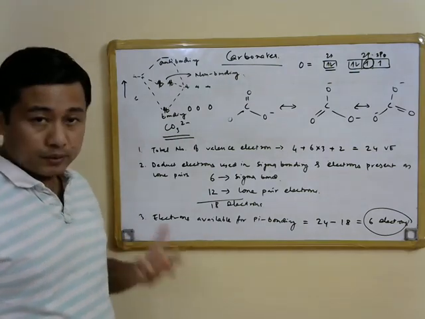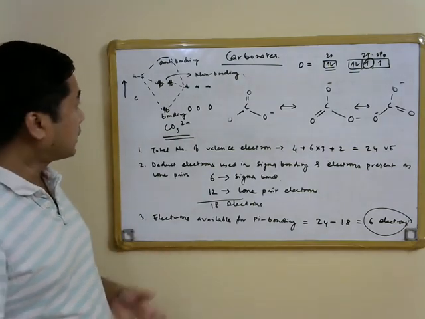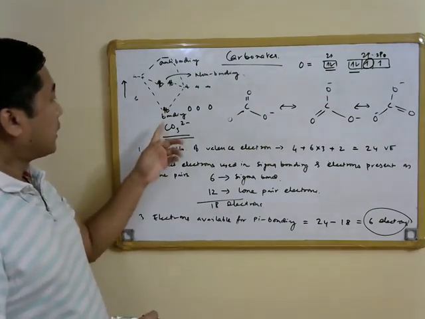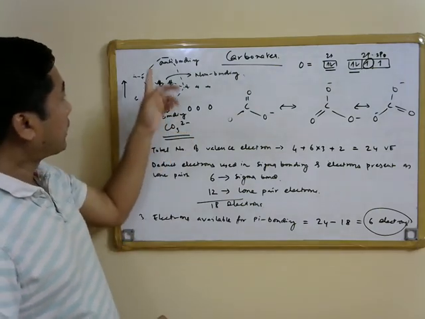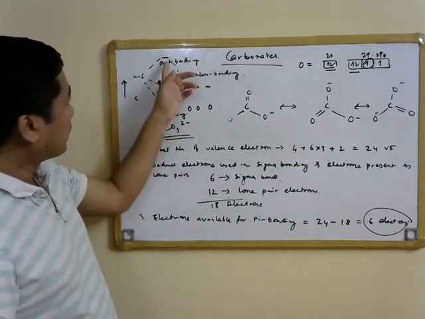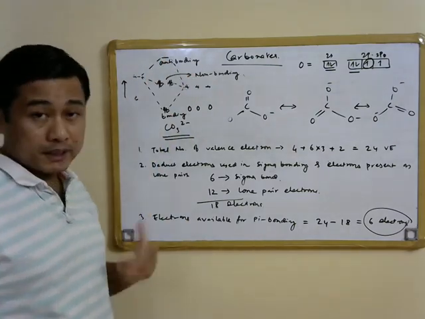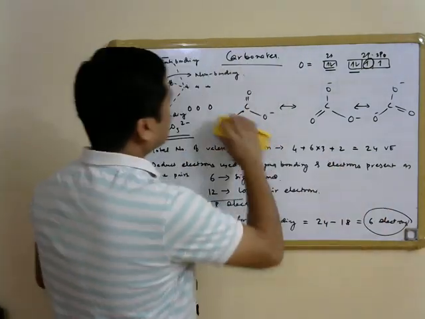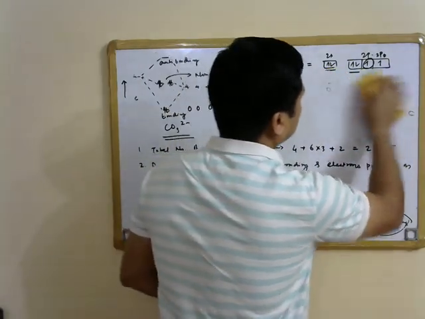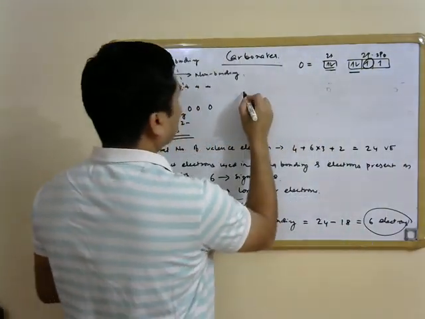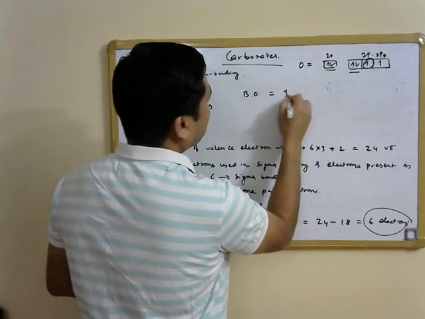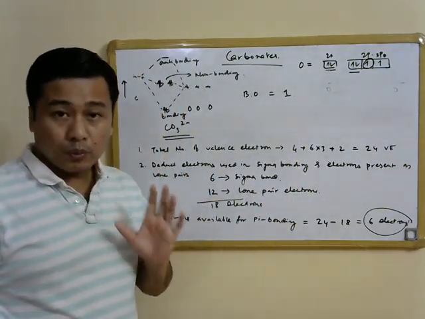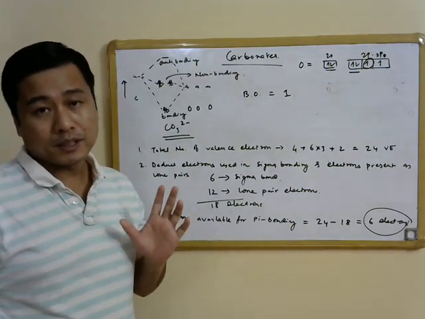So now we can calculate the bond order in the carbonate ion. When we calculate the bond order, we deduct the electrons present in the anti-bonding molecular orbitals from the number of electrons present in the bonding molecular orbitals, and we divide it by 2. So the bond order we will get is equal to 1, because we have 1 pi bond in the carbonate ion.